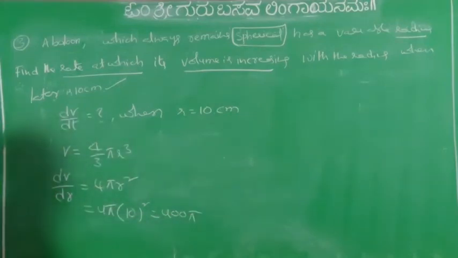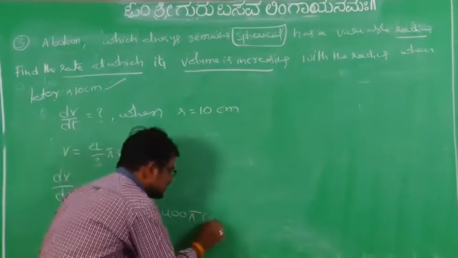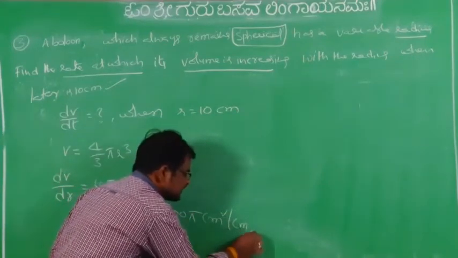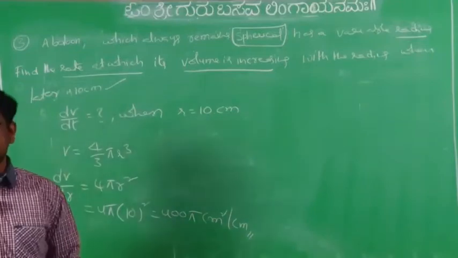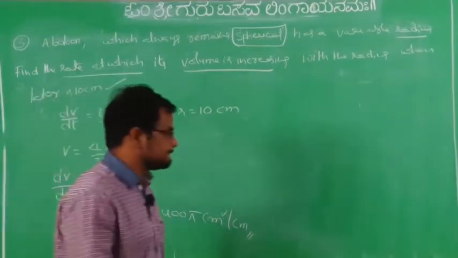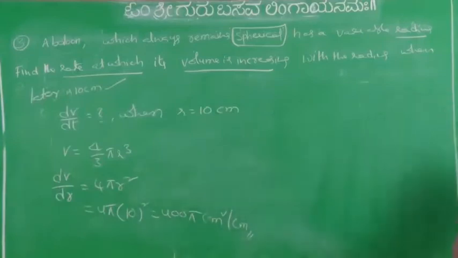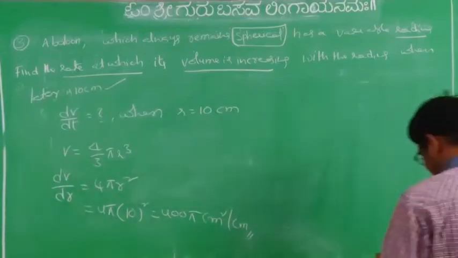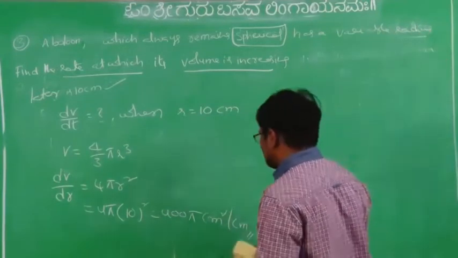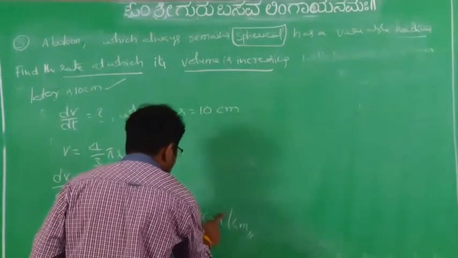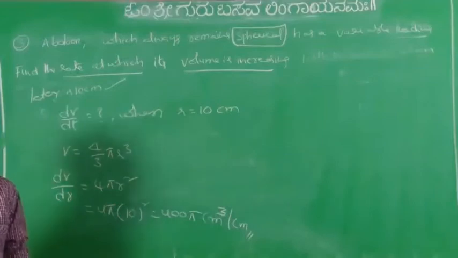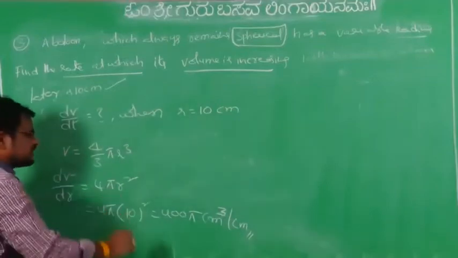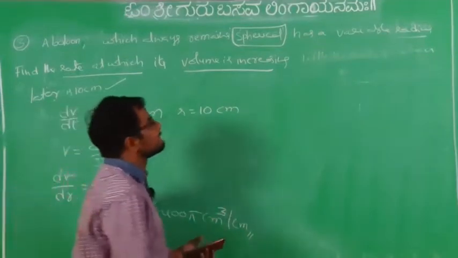So what is the units? Centimeter square per centimeter. So that only, no. Yesterday first problem we did as it is. Okay, no? Next. So here volume, no. So volume means what we have to write it as? Centimeter cube per centimeter. Surface area means centimeter square.